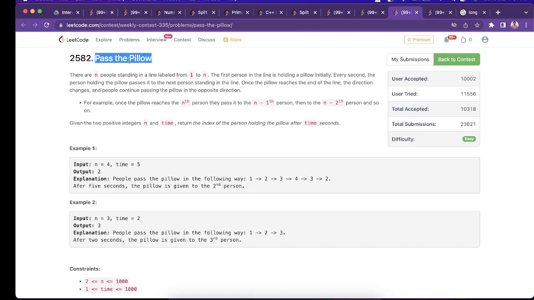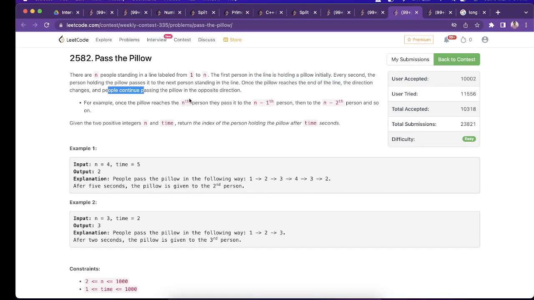The problem statement is there are n people standing in a line and the line is labeled from 1 to n. The first person in the line is holding a pillow initially. Every second the person holding the pillow passes it to the next person standing in the line. Once the pillow reaches the nth person, its direction gets changed, and people continue passing the pillow in the opposite direction.